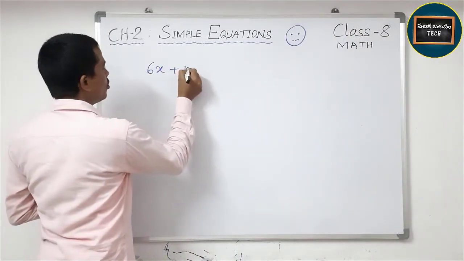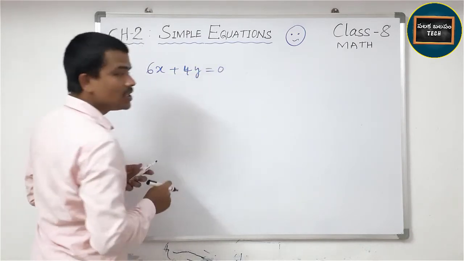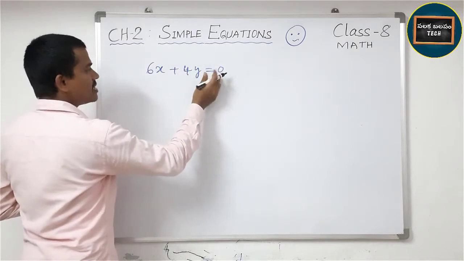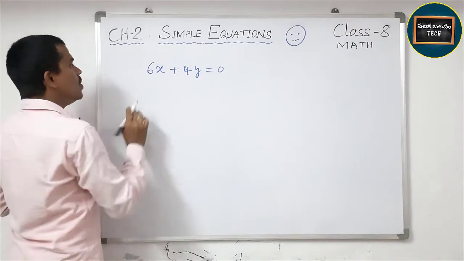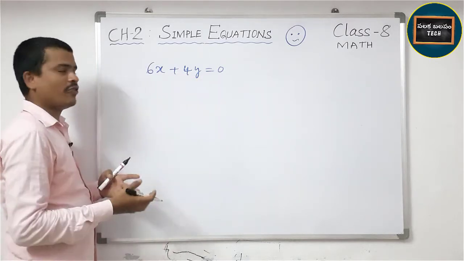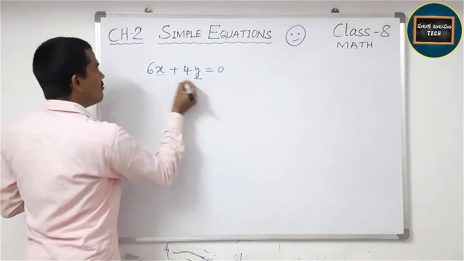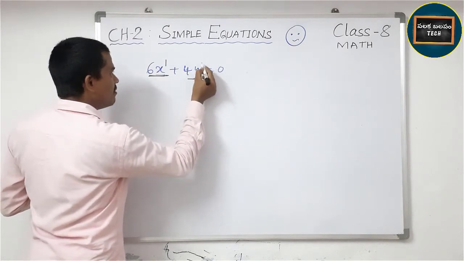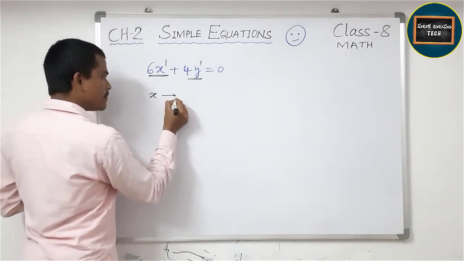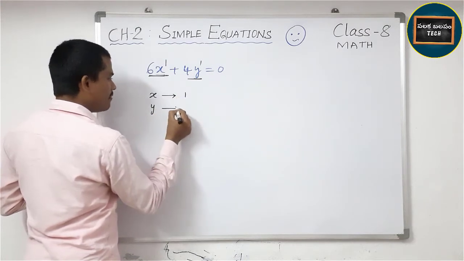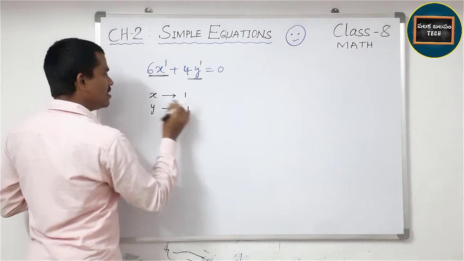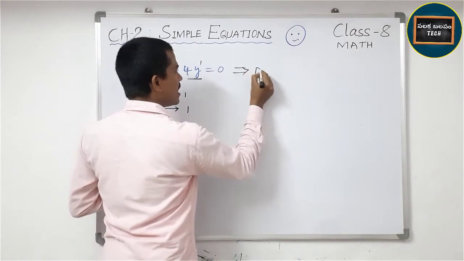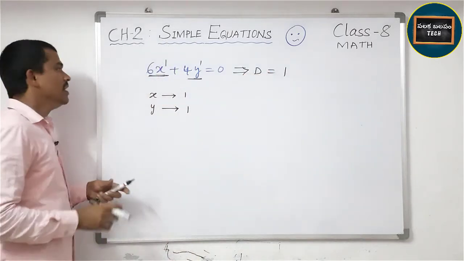Let us see one more example. 6x plus 4y equal to 0. So it is an equation because it has the equality sign. Now I am going to find the degree of this equation. For the variables x and y, the power of the variable x is 1, and the power of the variable y is 1. So these two variables have the power 1 only, so the degree of the equation becomes 1. Okay, now let us take one more example.